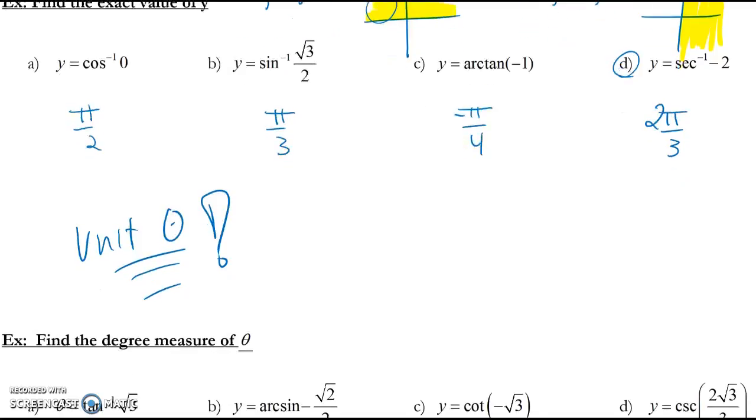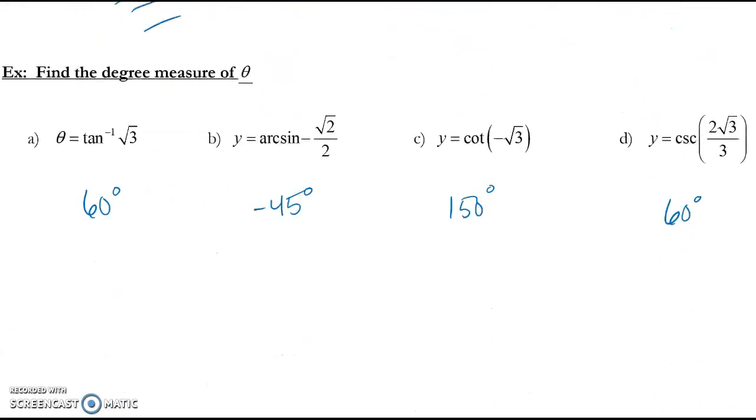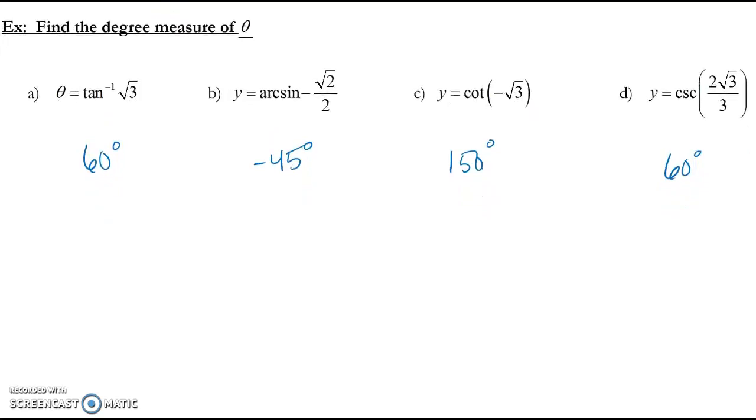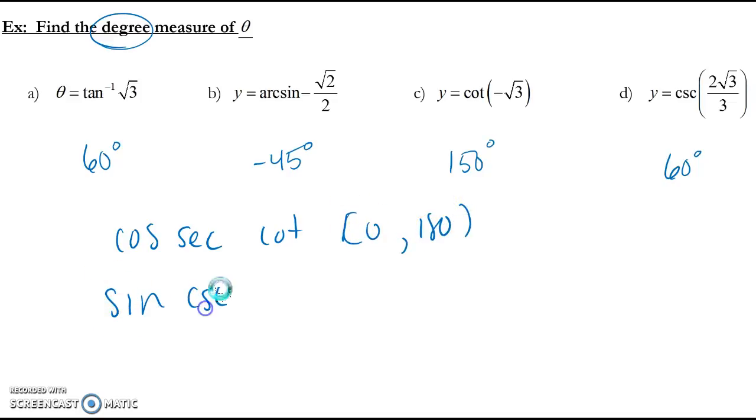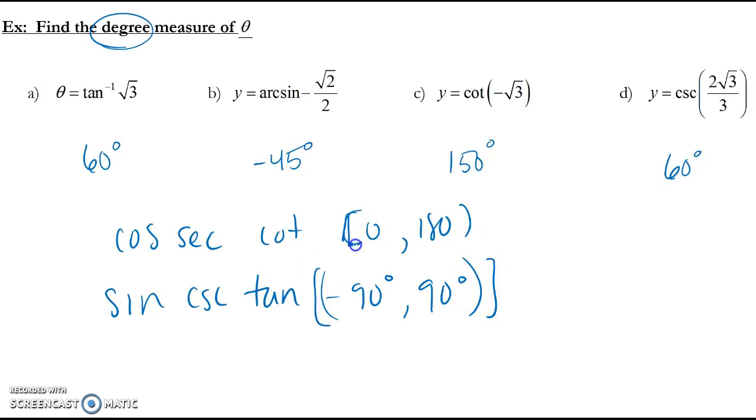So if you've gotten a little rusty on that, you want to make sure you study. And our bottom section is now in degrees. And here you're going to approach these problems the exact same way. The only difference is that it says to find the degree measure, and therefore your answers for cosine, secant, and cotangent will be in that 0 to 180, and for sine, cosecant, and tangent, it'll be from negative 90 to 90. And again, using either parentheses or brackets, depending on which function we're working with here. All right, that is all.